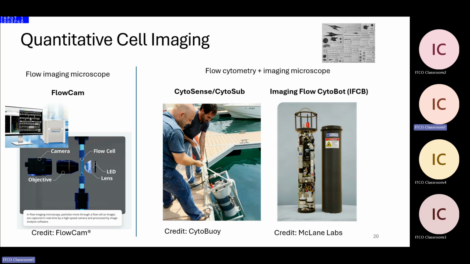So there's the Cytosense and Cytosub, that's a European company, and the Imaging FlowCytobot at McLane Labs in the US. You can combine flow cytometry and an imaging microscope. Whereas there's also another instrument out there called a FlowCam, but I understand that one's just flow-through microscopy. There's no actual lasers scattering things inside there. And I believe the FlowCam doesn't pass the particle through in a sheath material. So anyway, these are game changers essentially.